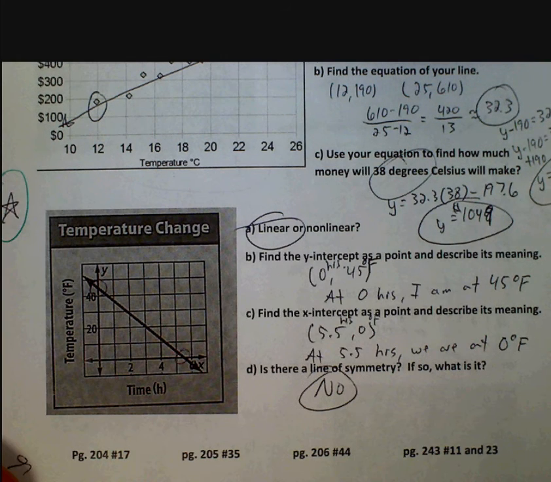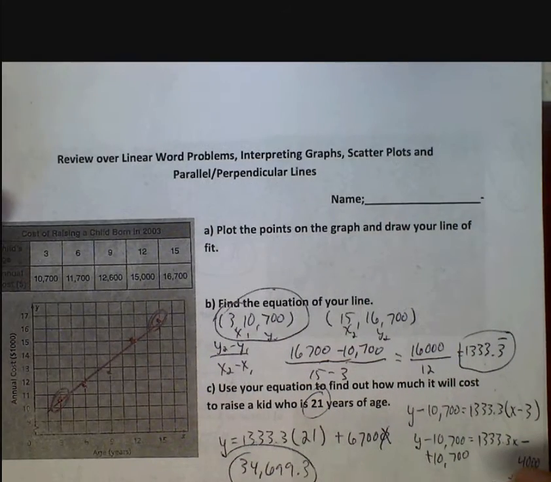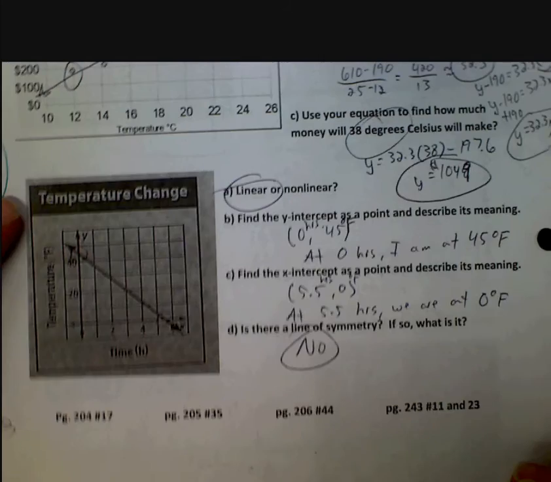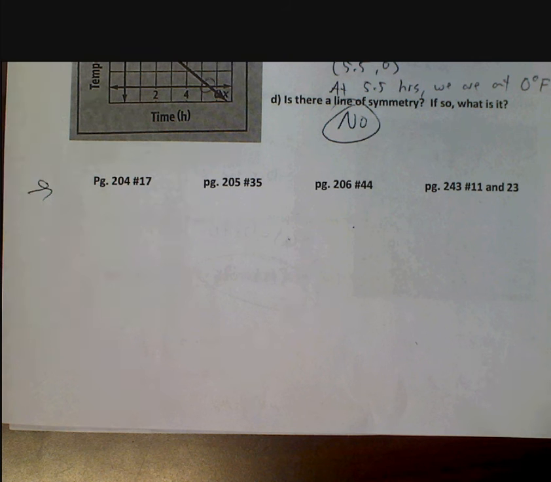Okay, we are on review over linear word problems, interpreting graphs, scatter plots, parallel, perpendicular lines, and we are on the third part. We are on the last part of this. So here we go. We are on page 204, number 17.